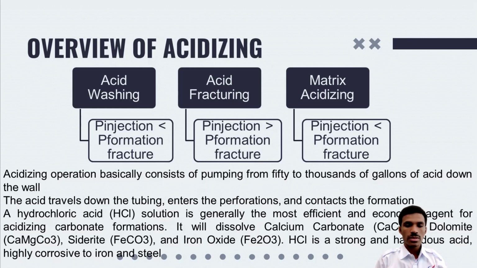Two key factors dominate the treatment selection and design process when planning an acid job: formation type, carbonate, sandstone, or shale, and formation permeability, the ability of fluid to flow through the formation in its natural state. The method for both acid fracturing and matrix acidizing are the same, except for the amount of pressure applied. In the next presentation, we will discuss matrix acidizing.